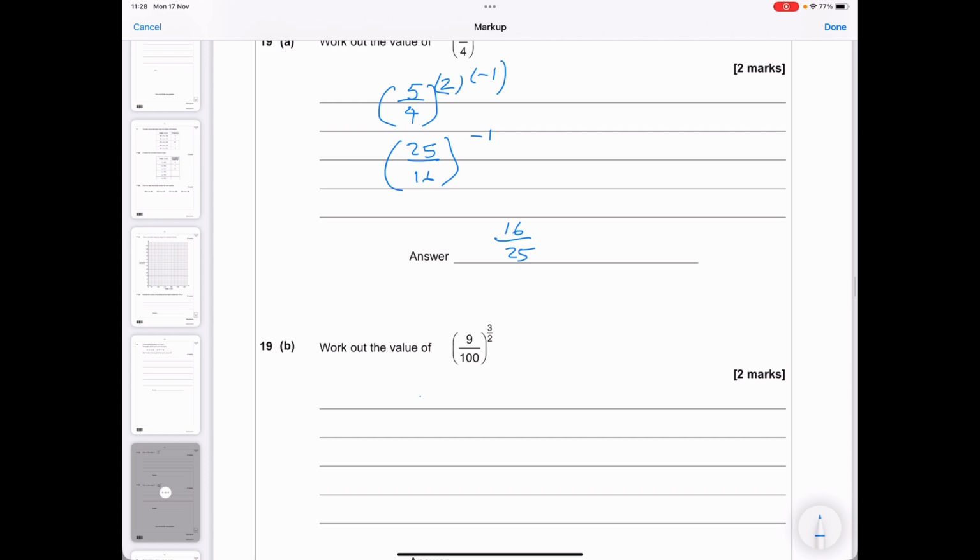And likewise, I'll do the same with 9 over 100. So that's the 3 over 2. So that means do it to the half, and then cube it. If you're doing it to the half, that's the same as saying you're doing a square root. So the square root of 9 is 3, and the square root of 100 is 10. And now we're going to cube that, and the cube of 3 is 27, and the cube of 10 is 1,000. The thing to remember about this is if you see that something's a square number, it's quite likely you're going to be asked to square root it. If you see something's a cubic number, you might be asked to cube root it.